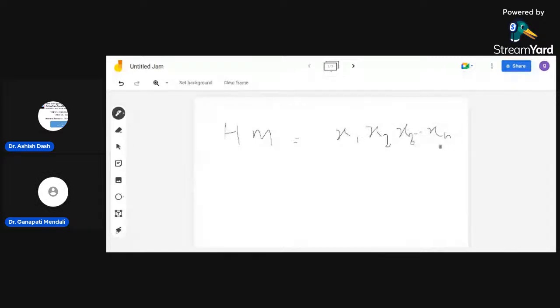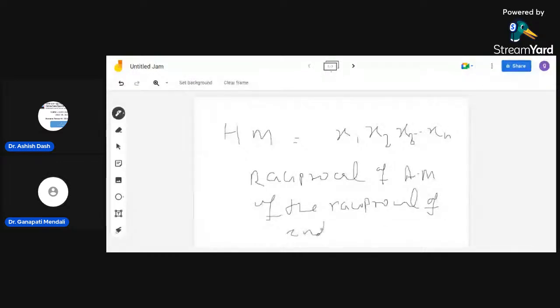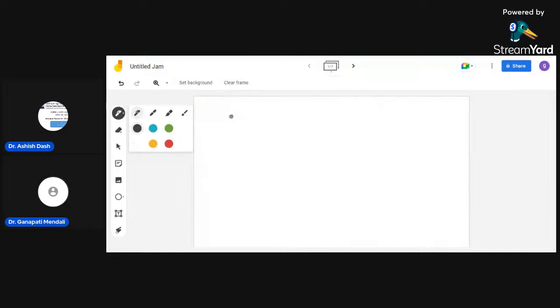Okay, so it is the reciprocal of the arithmetic mean of the reciprocal of individual observations. So that we can write in formula form.